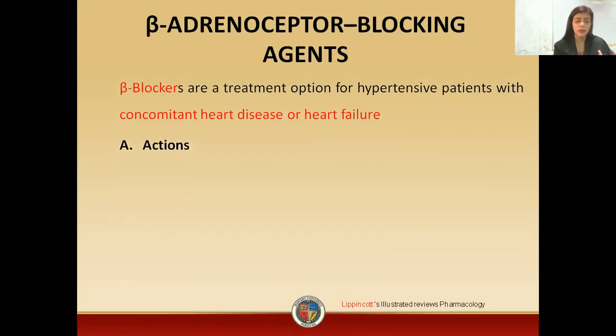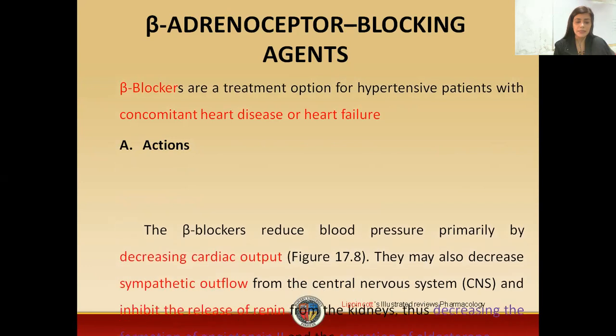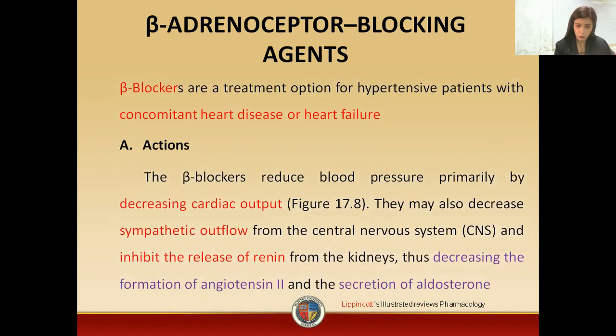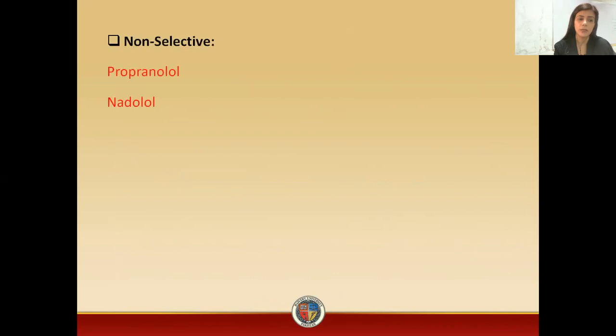We already know that the beta blockers will basically decrease the cardiac output. By blocking the beta receptors on the heart, they will decrease the sympathetic outflow, they will inhibit the release of renin, and they will decrease the formation of angiotensin II and the secretion of aldosterone. And all these factors ultimately will result in lowering the blood pressure.